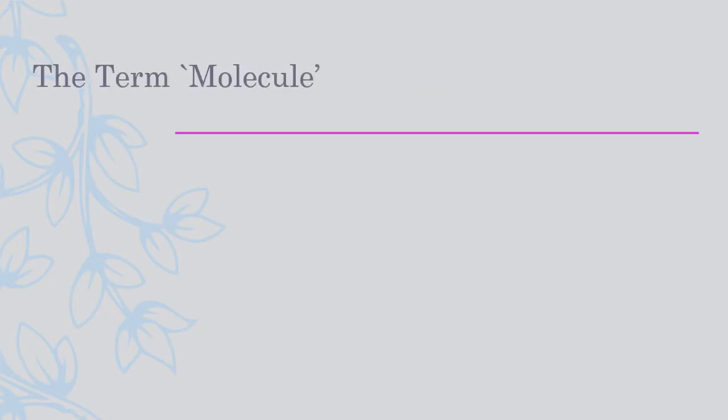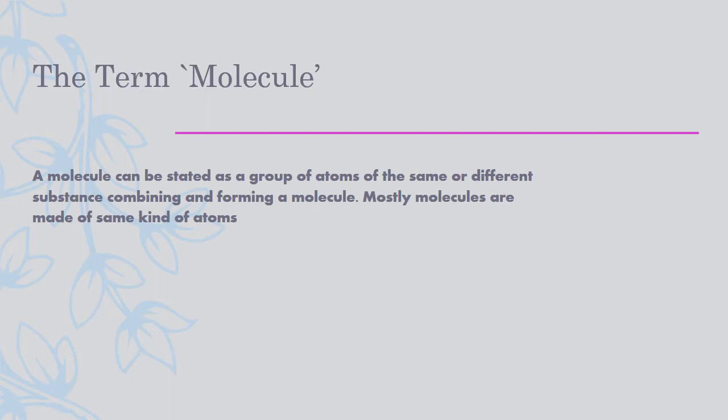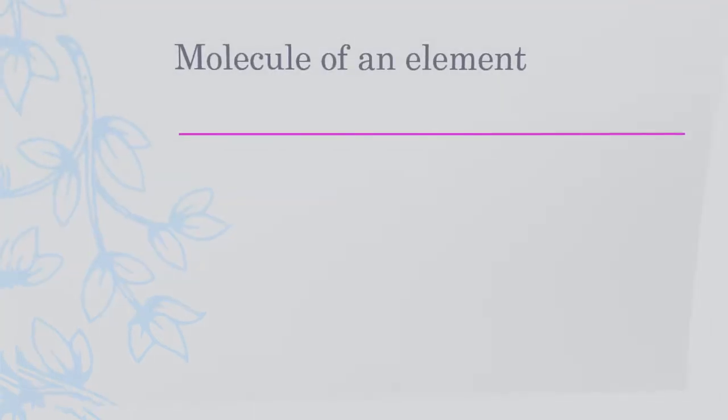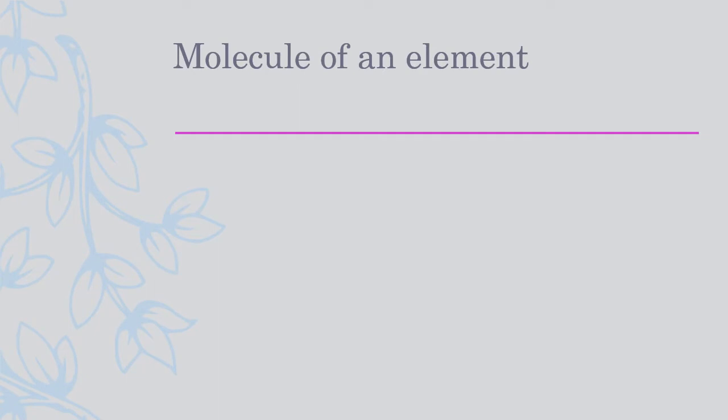The next thing we have here is the molecule. So basically, a molecule can be stated as a group of atoms of the same or different substance combining and forming a molecule. Mostly, molecules are made of the same kind of atoms. Molecule of an element.